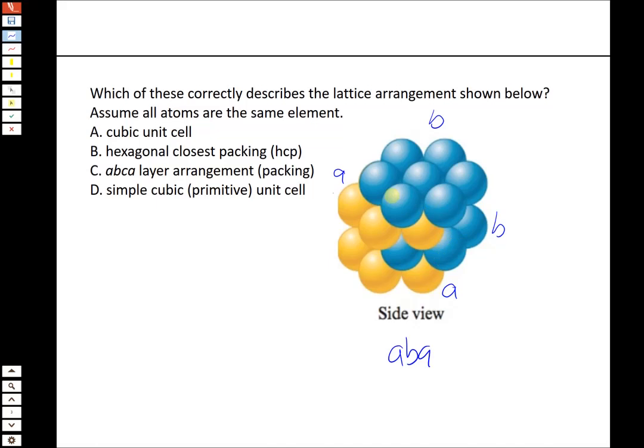So in this case, again, ABA means that it's hexagonal. And so it's not a cubic unit cell. It's not ABCA in this case. That was what we had in the last problem. And it's not simple cubic. Simple cubic unit cells are not made from close packed layers again.